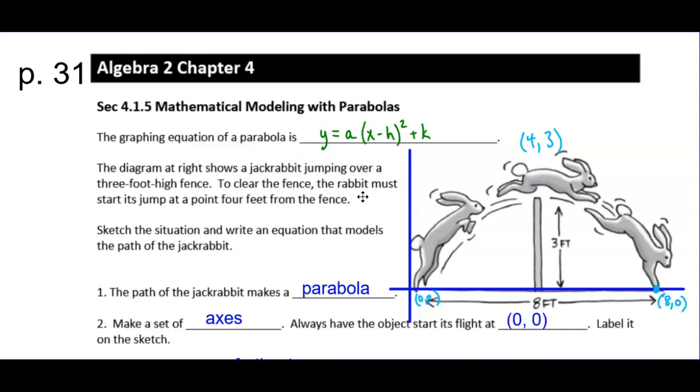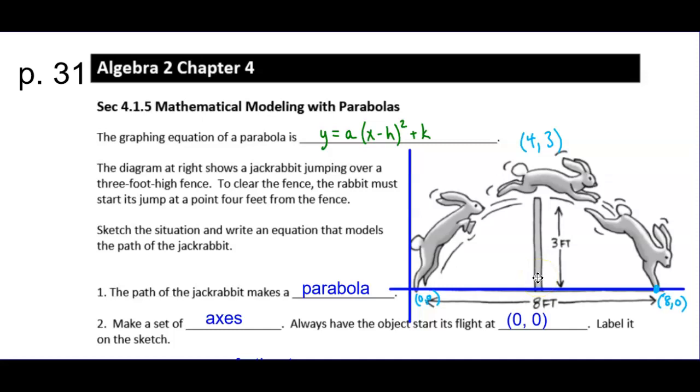Now, to model this, I set up an X and a Y axis, and I set it up to intersect with an origin where the rabbit jumped from. That just seemed easier to me. So I have 0, 0 at the jump point. I have 8, 0 at the landing point because the problem told me that the rabbit must jump 4 feet from the fence. So that must mean that it's an 8-foot distance total. The fence is also 3 foot high, so that'll be the maximum height that the rabbit gets to.